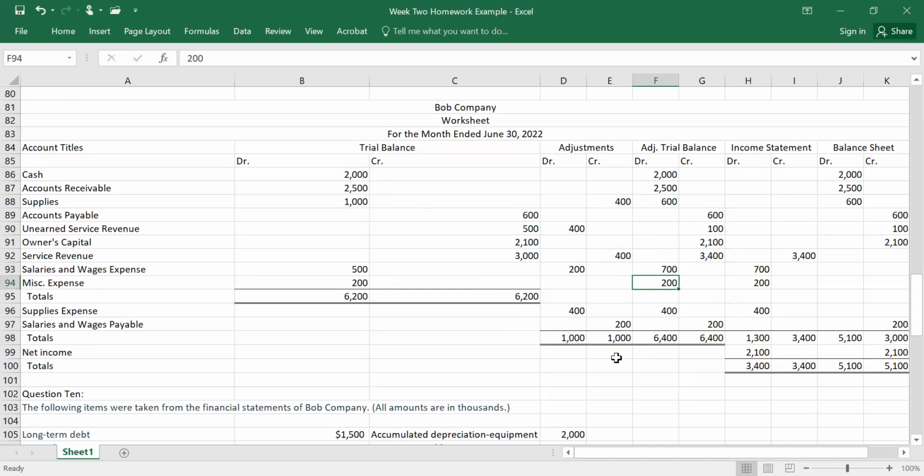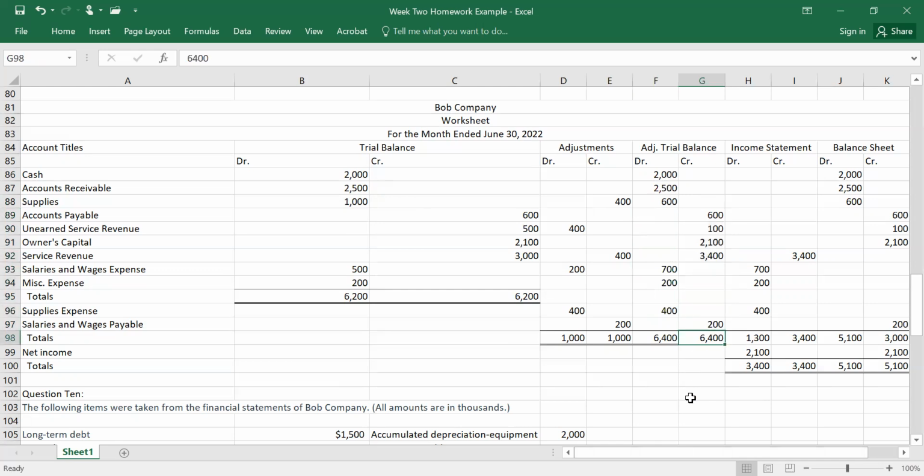Miscellaneous expense doesn't change. That's still 200. We had a debit for supplies expense in our adjustments, so we have to include that for 400. And we have a credit in our salary and wages payable, so we need to credit that for 200. So if we were to add all these numbers together, it would give us 6,400. If we add all these numbers together, it gives us 6,400.